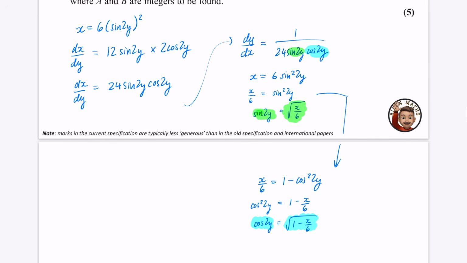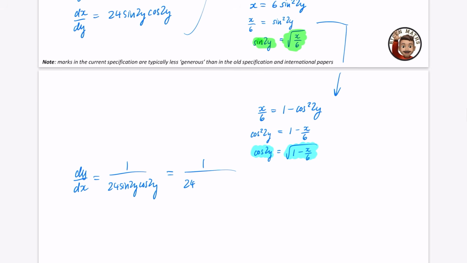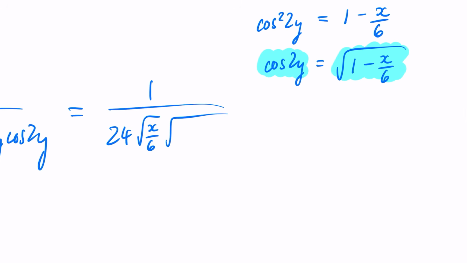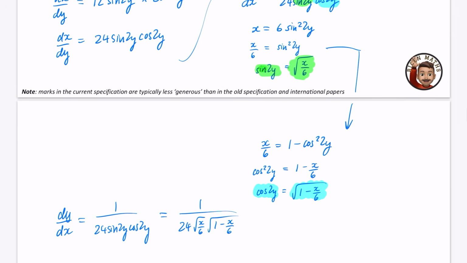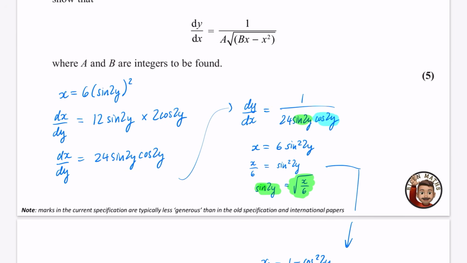So I've done the green part and the blue part, which means I can now, in theory, just put this together and say that dy/dx, which was 1 over 24 sin 2y cos 2y, I can replace with what I've just done. So there's going to be the 24, the sin 2y, the green part, which is the square root of x over 6, and the blue part, which is the square root of 1 minus x over 6, like this. So let's have a look at what's different about what we've got and what they've got. Well, there's the 1 in the numerator, so that's all good.